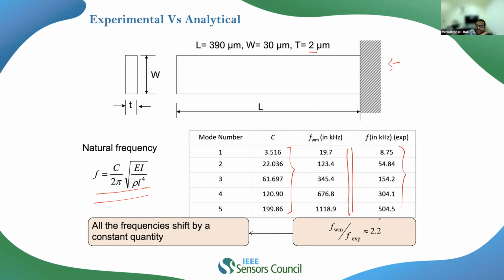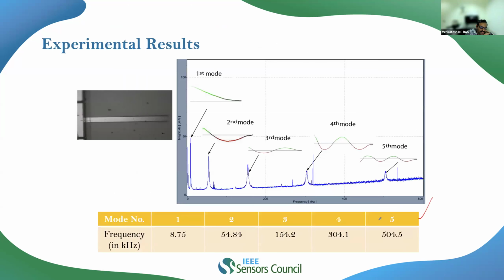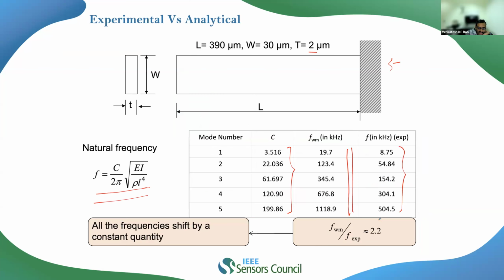But experimentally, if I had evaluated, look at this. This is what my experimental values are. The same thing I had tabulated here. The experimental values are over here. My analytical values are way ahead of the experimental values. Now, if you divide the analytical values by the experimental ones, we can see that for every mode, it had changed by a factor of 2.2 always.